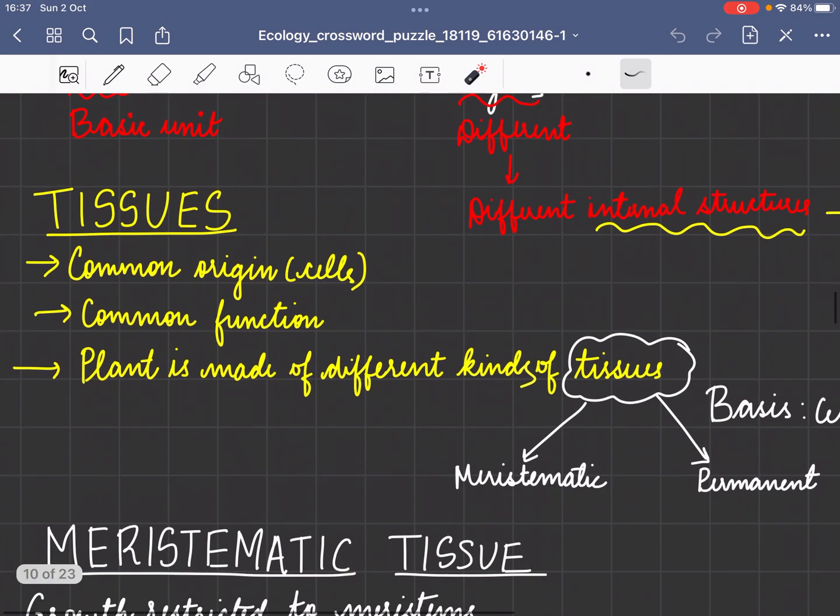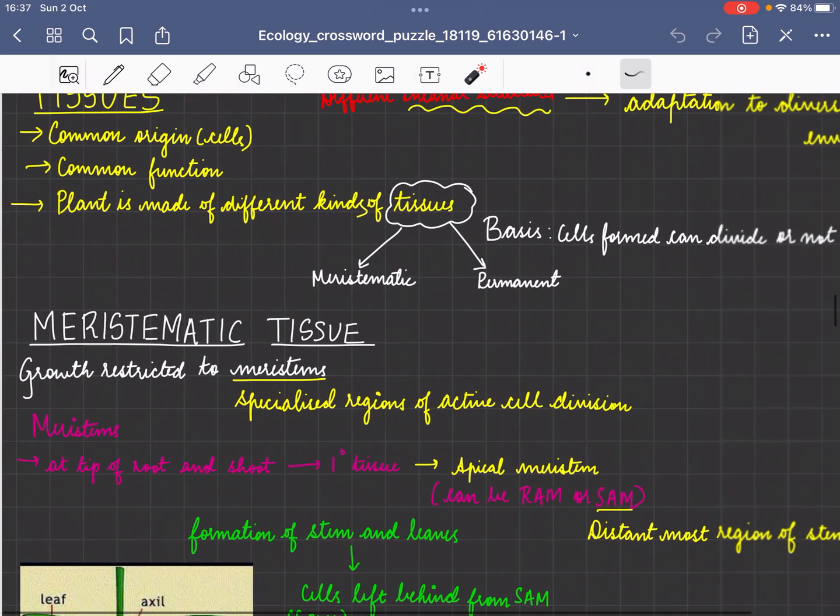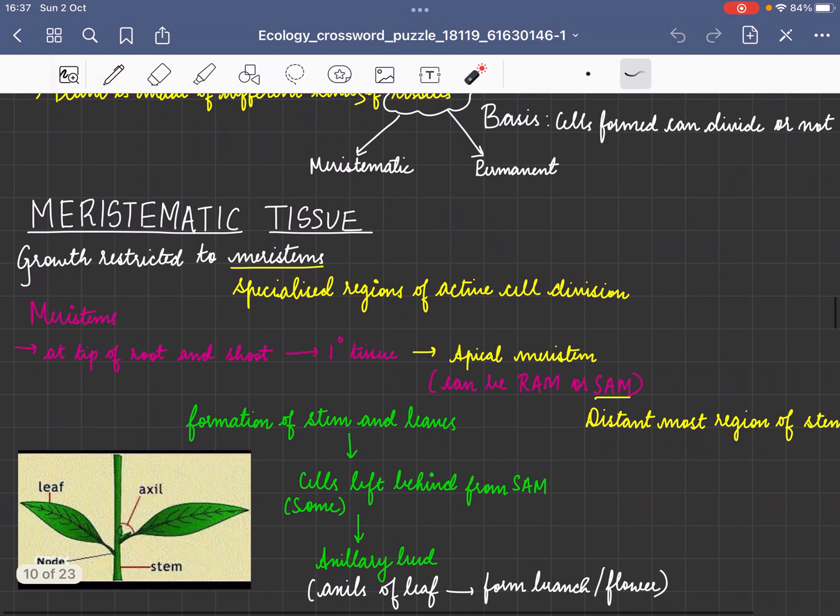Okay. So now let's study the meristematic tissues. In the case of a meristematic tissue, the growth is usually restricted to certain groups called meristems. What are meristems? Specialized regions of active cell division. Those are called meristems. There are also different types of meristems like intercalary meristem, apical meristem, and all that. We're going to learn about all of that.